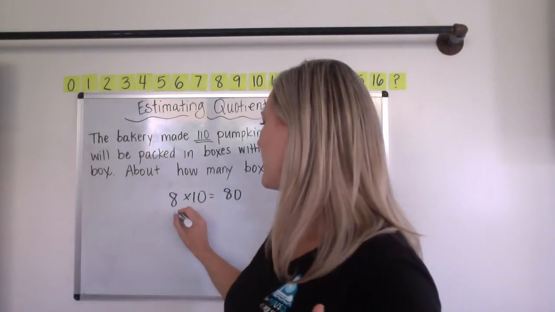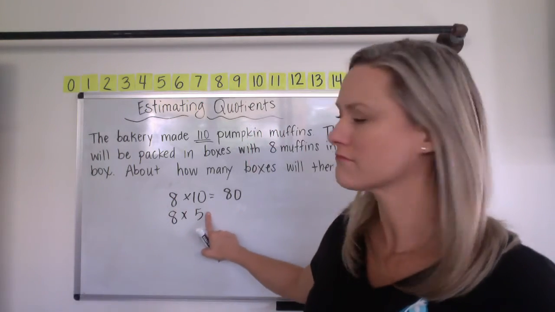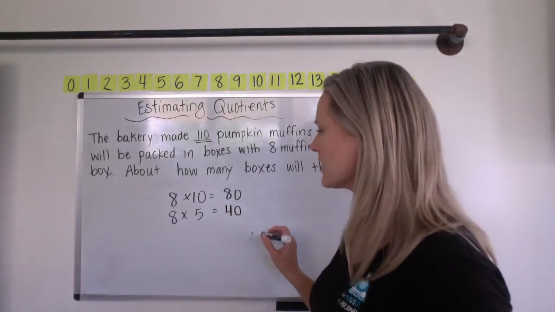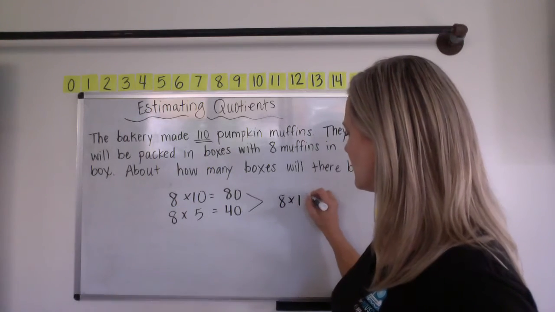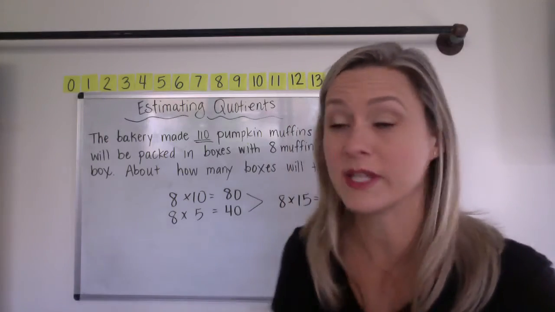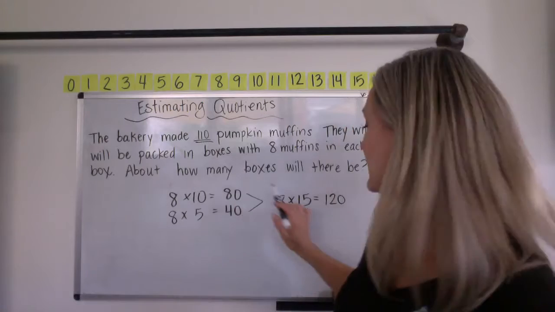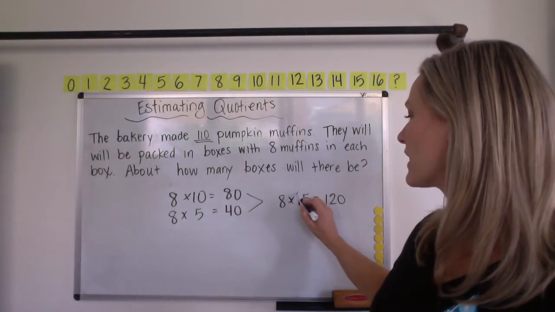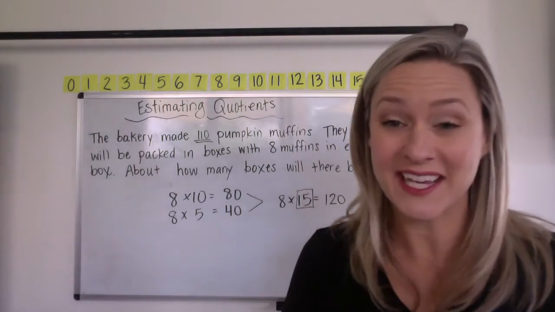So I know 8 times 5 is going to be exactly half of 8 times 10. So that's 40, and maybe that's just a fact you know. Now, if we put them together, we would have 8 times 15 equals, what's 80 plus 40? 120. Well, now we've gone 10 over, right? So 120 is too far. So we know we're not going to quite need 15 boxes, but we kind of have the answer now, right?